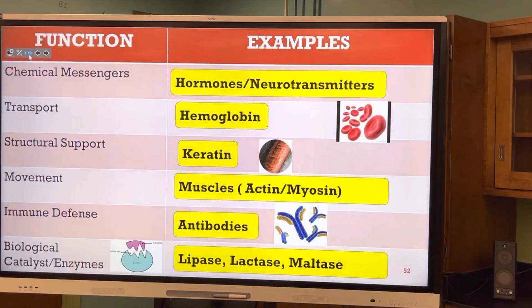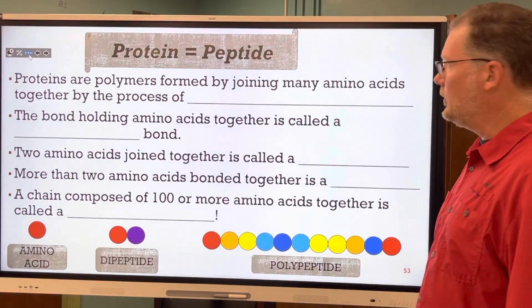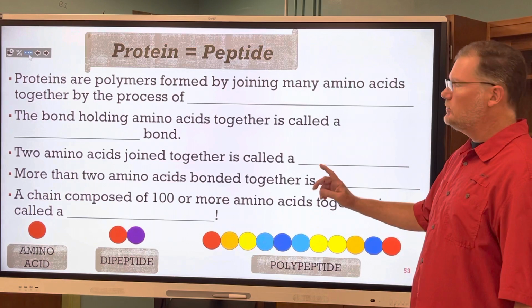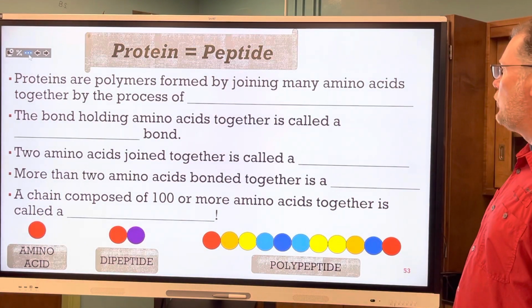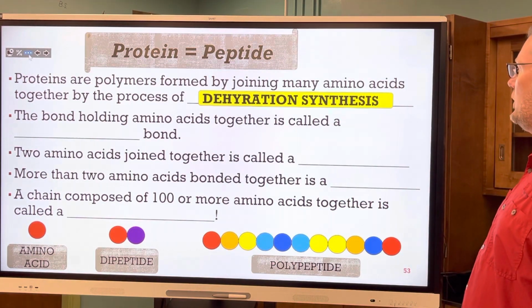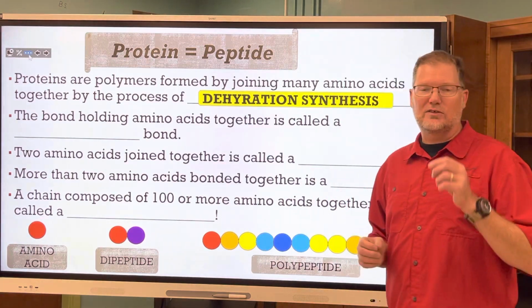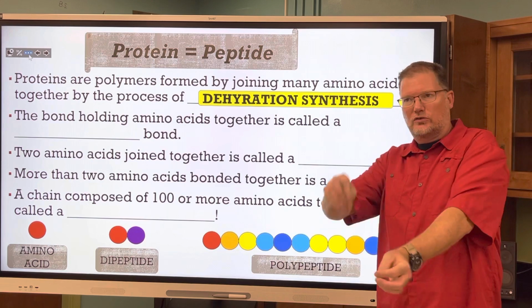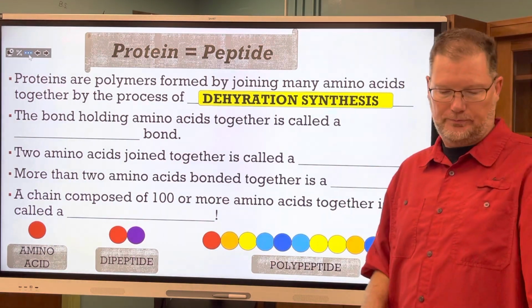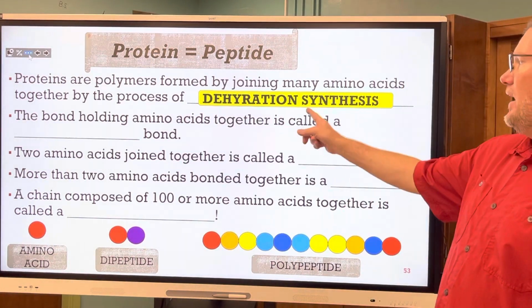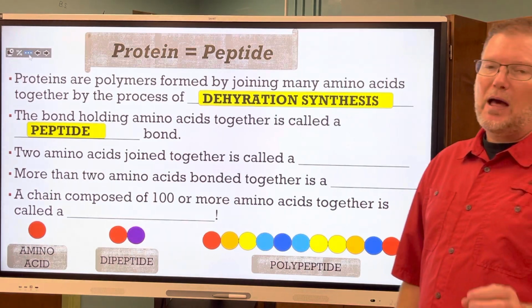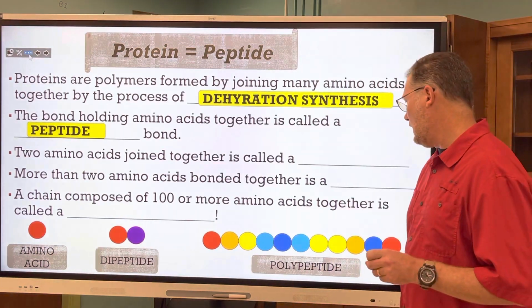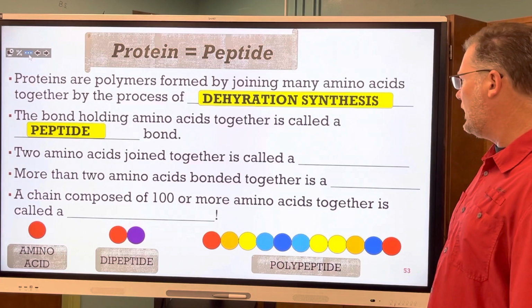All right, so we're here on slide 53, and proteins are polymers formed by joining many amino acids. Again, dehydration synthesis. Synthesis means making. Dehydration means the water's coming out. It's removing water. The bond holding the amino acids together is called a peptide bond. And I'll show you that on the next slide, I think.